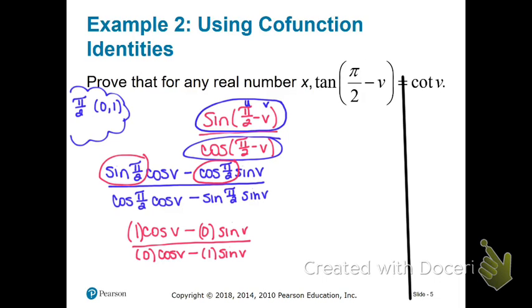So we're going to go through and simplify it some more. What's 1 times cosine of v? Cosine of v minus 0 times sine of v is 0, right? Over 0 times cosine of v is 0, minus 1 times sine of v is sine of v.